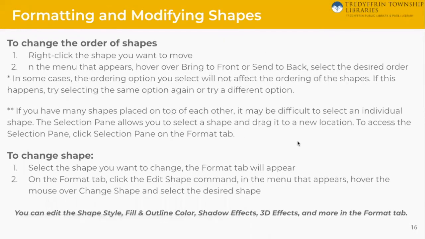You can also change the order of the shapes. First, you insert a shape and then right-click the shape you want to move. In the menu that appears, hover over Bring to Front or Send to Back, and then select the desired order.